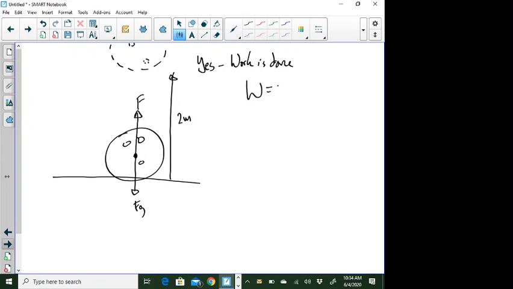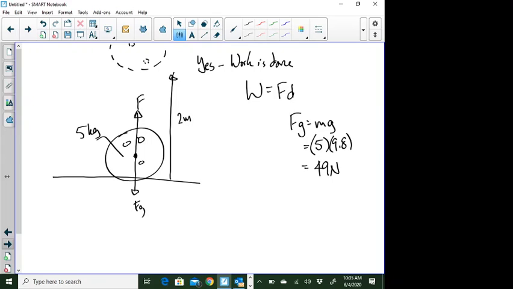So we know that work is equal to force times distance. Let's say Tammy is 5 kilograms. I need to calculate first the force of gravity. How do I calculate the force of gravity? mg. Newtons. Does that make sense? So now to calculate the work, I'm going to take my force and I'm going to multiply it by the distance. How much distance is there? 2 meters.